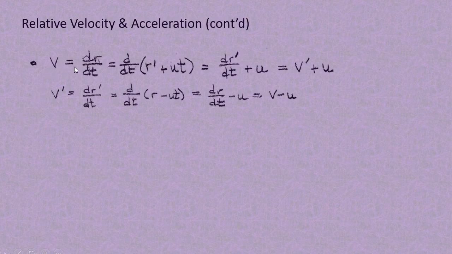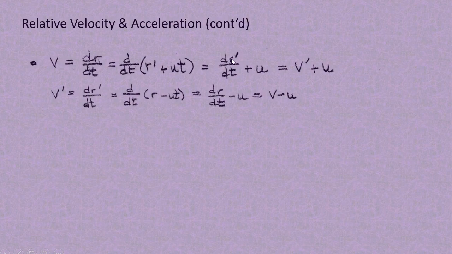Velocity is defined as the change in position with respect to time. So the velocity from the stationary observer's reference frame is dr dt. Now in the previous slide we had an expression for r, it's r prime plus ut. So we can take the derivative of this quantity in parentheses with respect to time, and that leaves us with dr prime dt plus u.